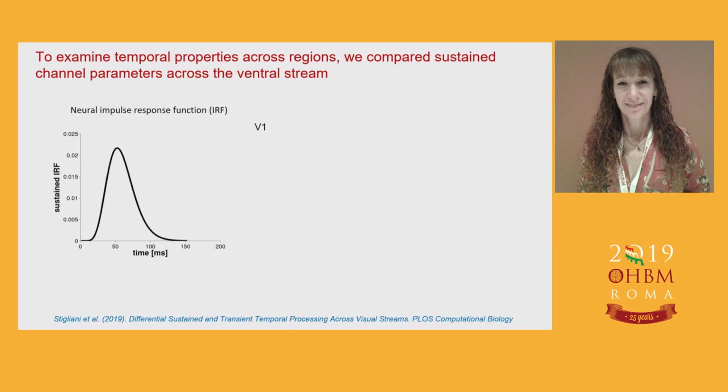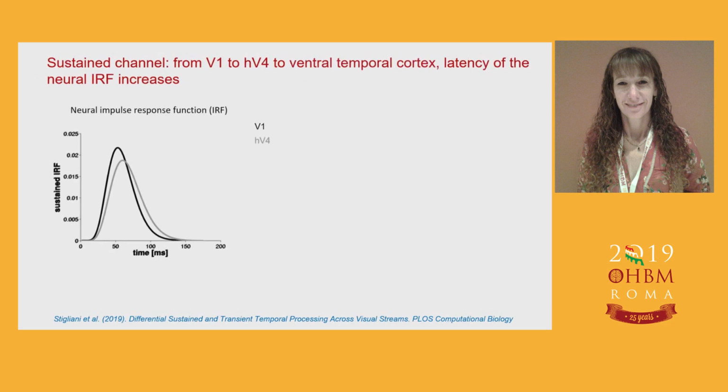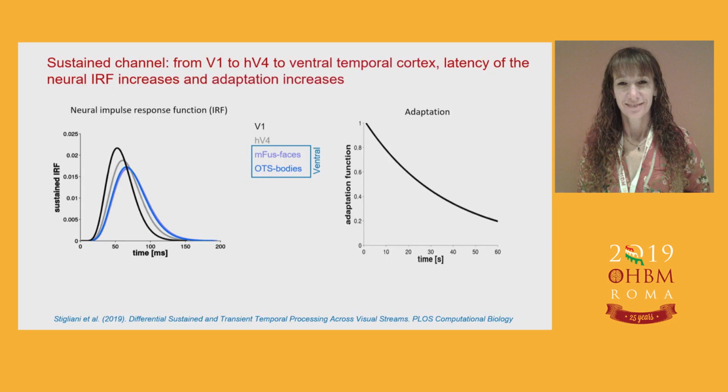We can also use the model parameters to examine the temporal properties of the neural IRFs in these streams. So looking at the sustained channel, we can look at the ventral stream. And one of the things that you can see is that the temporal integration window is later and more extended in the ventral stream areas compared to V1. And in addition, you can see that the adaptation increases from V1 to higher level visual areas on the ventral stream.